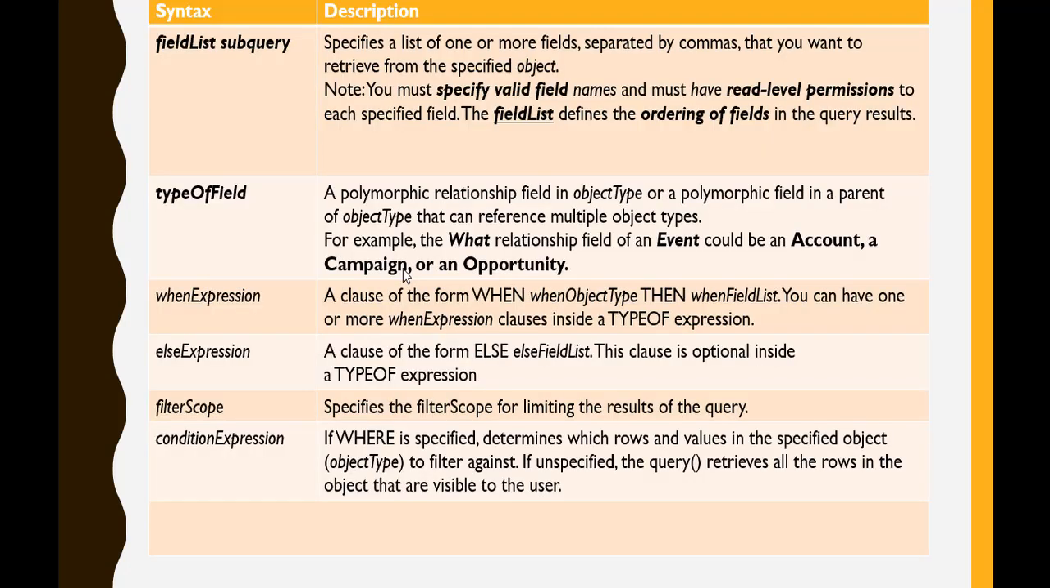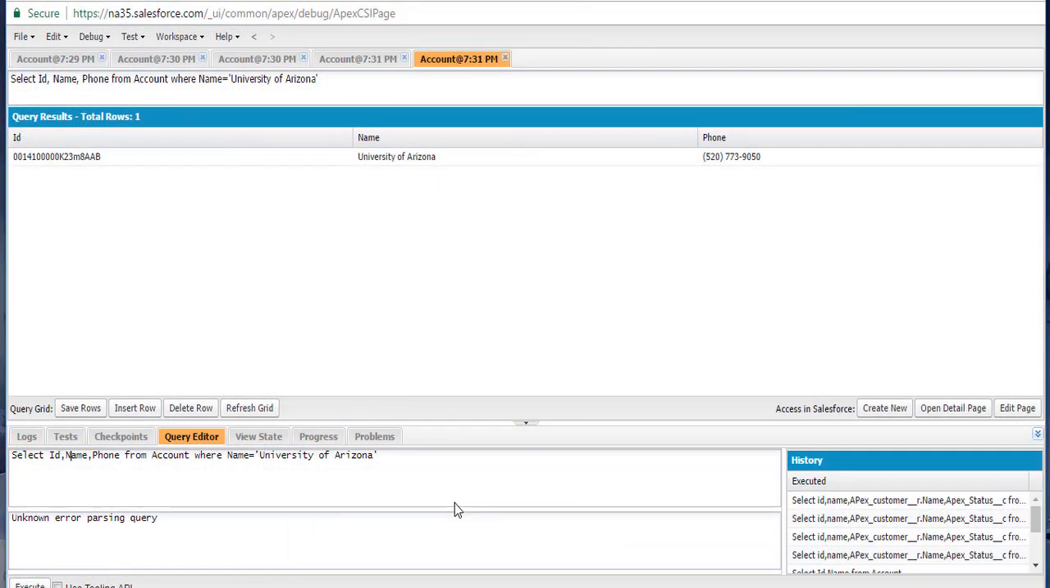So let's start with the field list subquery. Now, as you already have seen, the field list will specify the list of one or more fields separated by commas that you want to retrieve from the specific object. So the field list is this one. Whatever the fields that you have specified here, this is what the field list is. So you have specified the ID, name, phone.